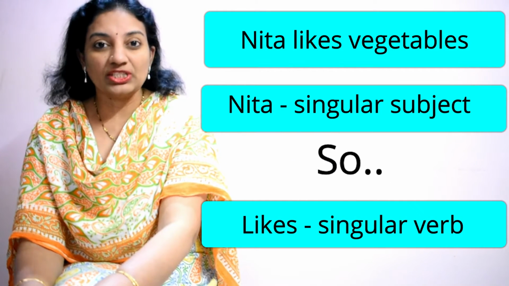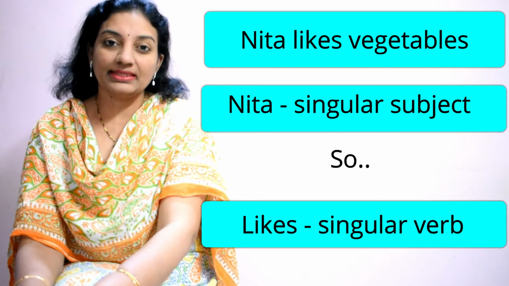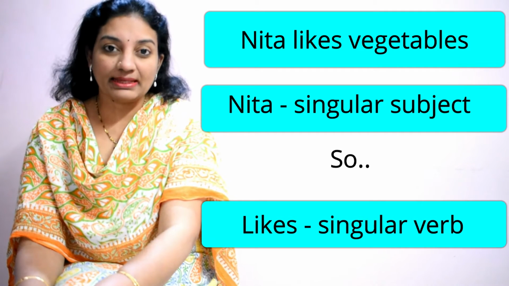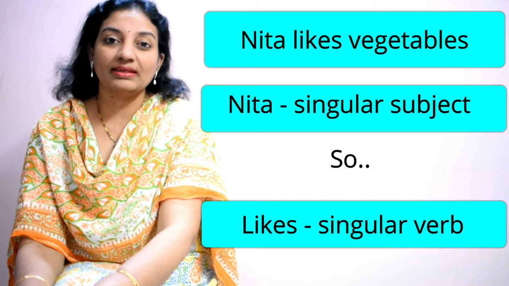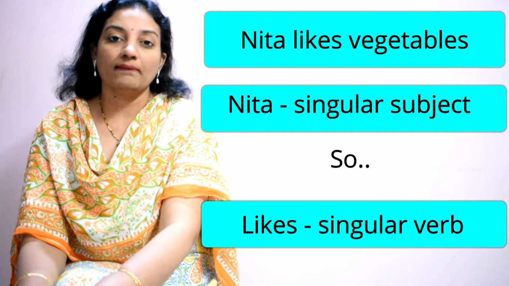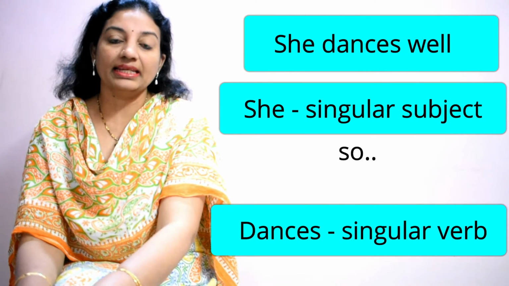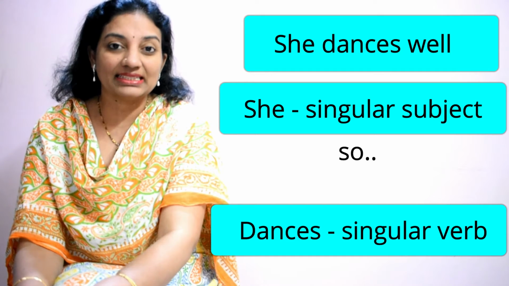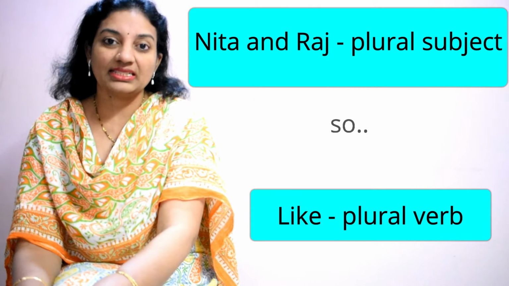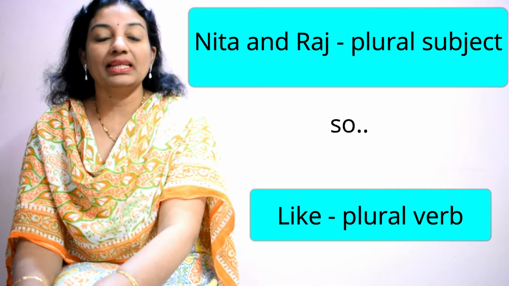For example, Nita likes vegetables. Okay, Nita is a singular noun over here, singular subject. Okay, and it is going to take likes, singular verb. Okay, she dances very well. She, singular subject, and verb also singular, dances. Okay, whereas if you go to plurals, Nita and Raj like vegetables. Nita and Raj, plural subject, and it takes plural verb, like.